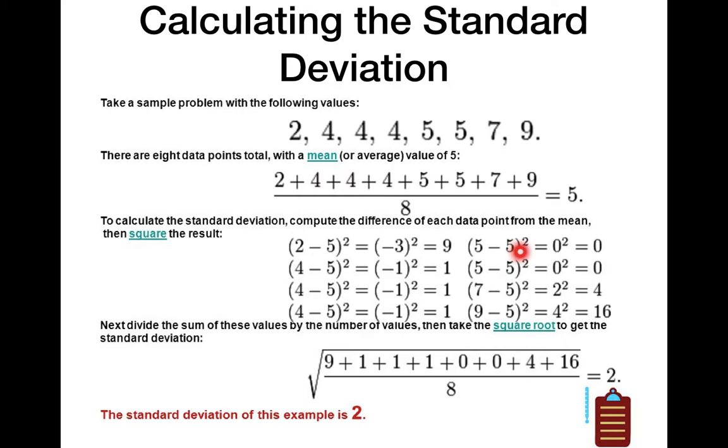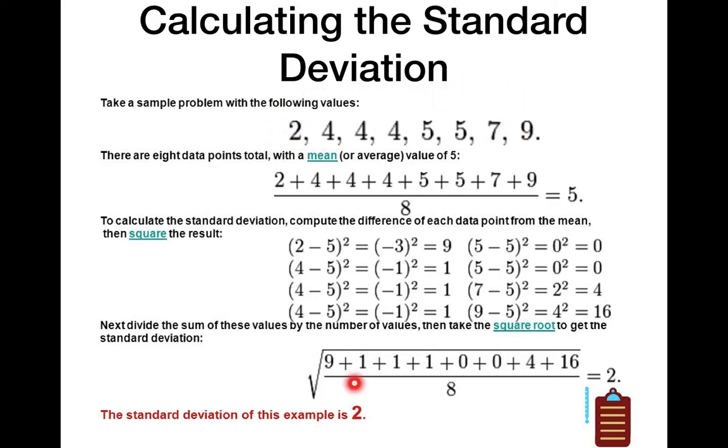And I have 5 minus 5 is 0, squared is still 0, and I have two 5s, so I do that twice. I have one 7, 7 minus 5 is 2, squared is 4, and then 9. 9 minus 5 is 4, squared is 16. I'm going to take all of these squared differences from the mean and add them up, divide by the total number of points, which is 8. So I take the mean of those, and then take the square root of that, and that gives me a value of 2. So 2 is the standard deviation for this data set.